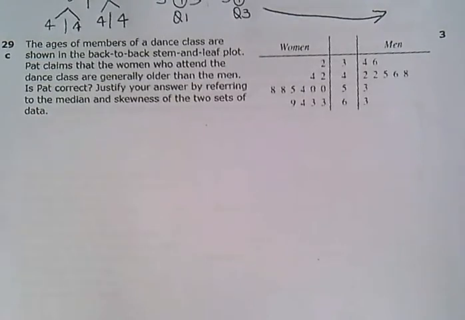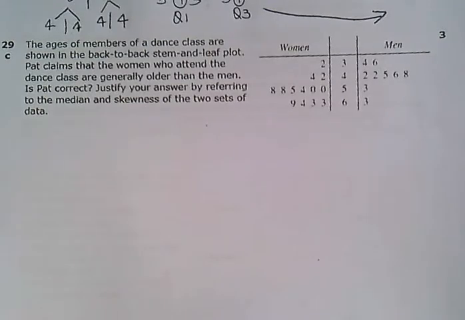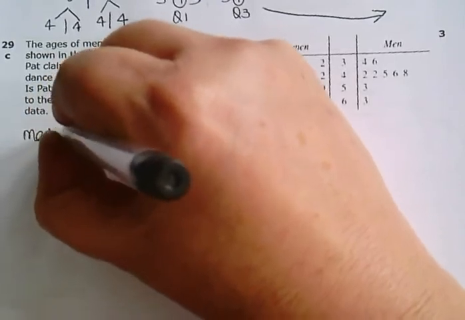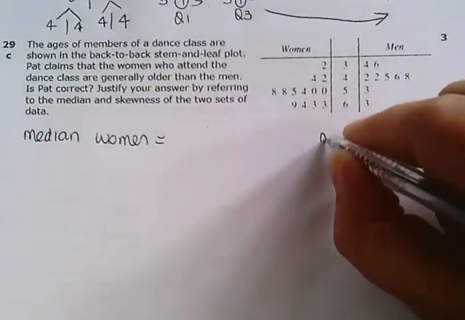So it says, Pat claims that women who attend the dance class are generally older than the men. Is she correct? Well, we're thinking yes, but we can't just say that. We need to justify our answer by referring to the median and the skewness. So let's start with the median for the women. Let's do the median for the men.